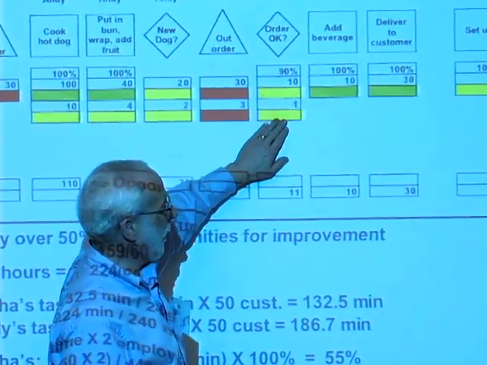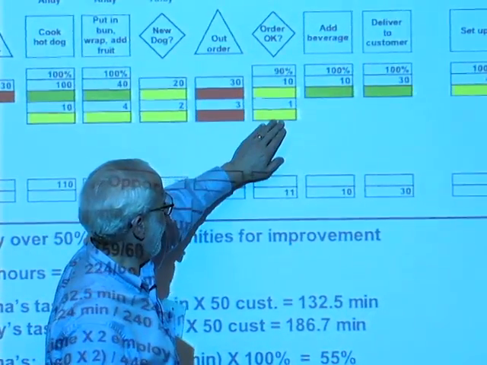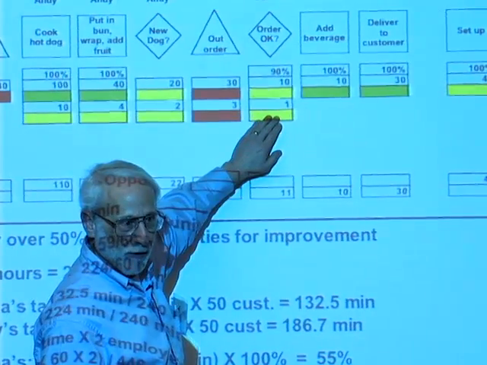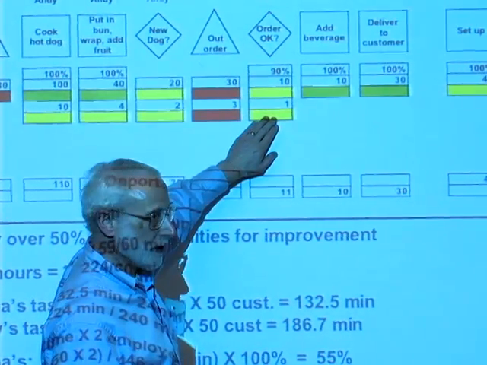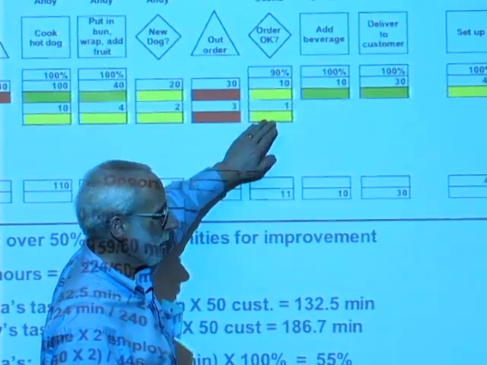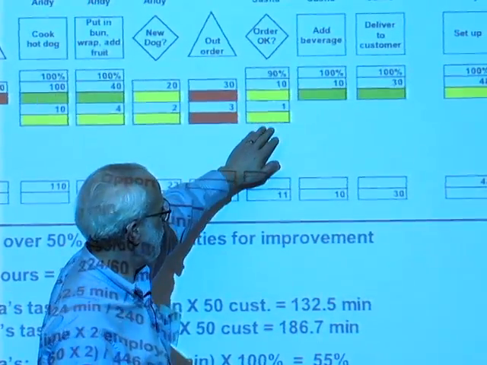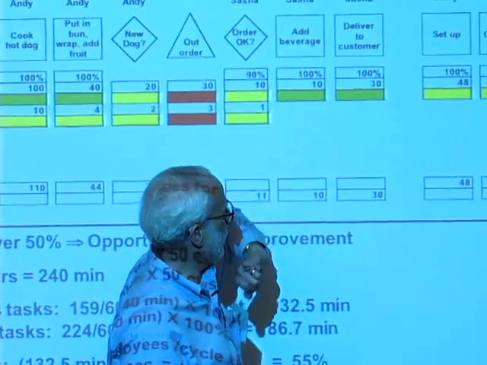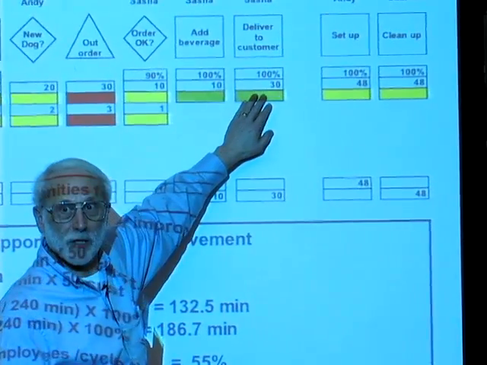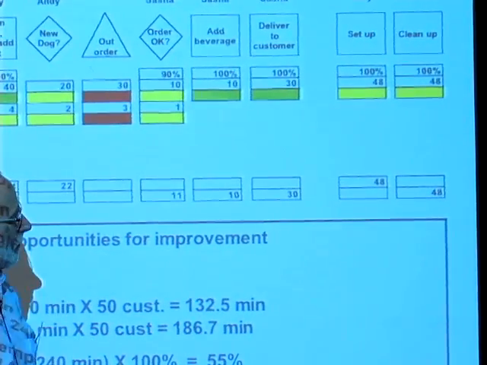And then Sasha does another inspection. Okay, that's an inspection. Under our current system, that's a necessary waste because we don't have quality control working yet. We add the beverage, we deliver to the customer. Again, you could argue she doesn't need to take 30 seconds to deliver it to the customer.